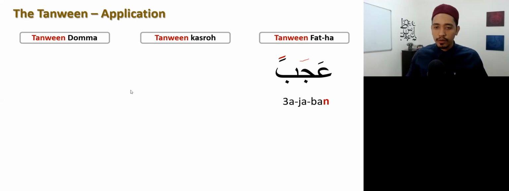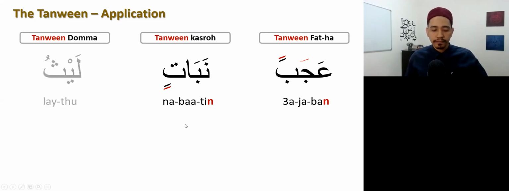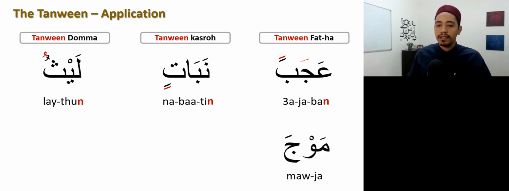Ajaban. Muhammad Riza, I'll get to your question later. Nabati, with the kasra. Add the tanween, it becomes nabatin. Look at the example with the tanween dhamma. Laythu. Add the tanween, laythun. Mawja, the fatha. Add the tanween, mawjan.